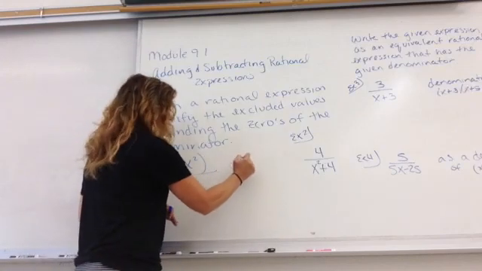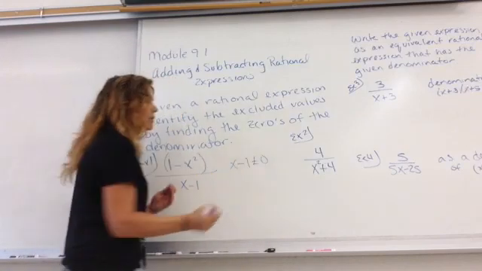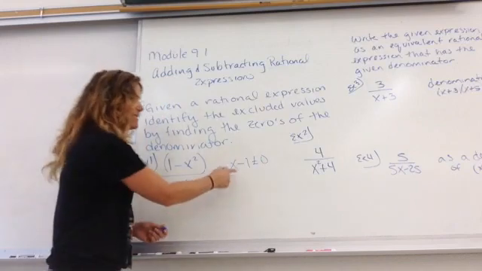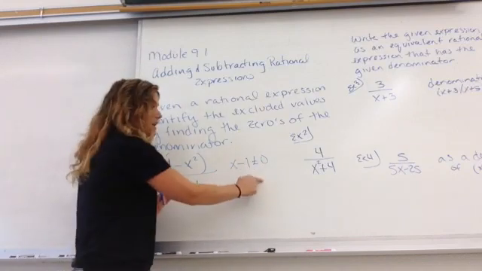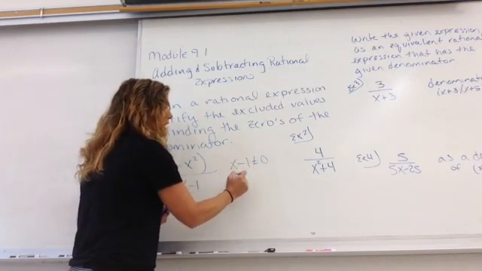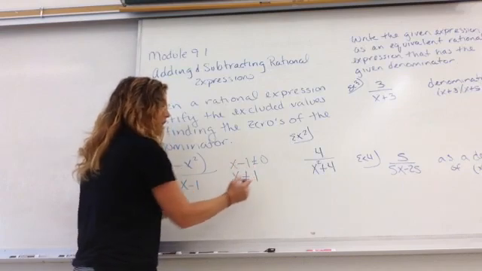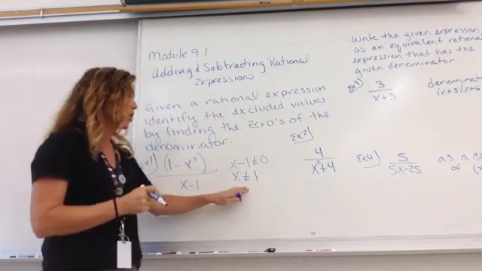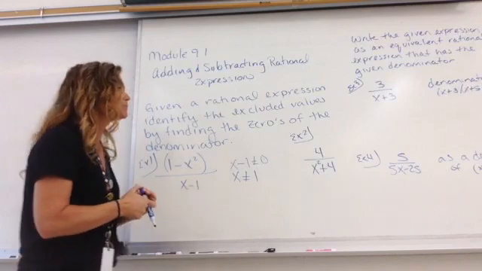x minus 1 cannot equal 0. Otherwise, we've blown up our denominator. So we set up an equation. Whatever's down here, we set it not equal to 0, and we solve it. We add 1 to both sides. So that means x cannot be 1. This is called our excluded value.